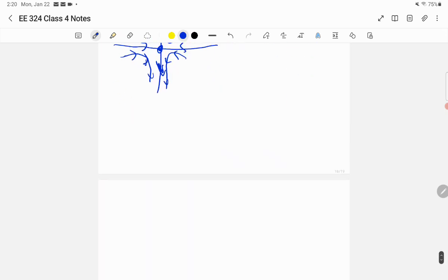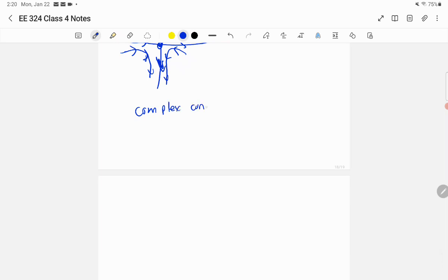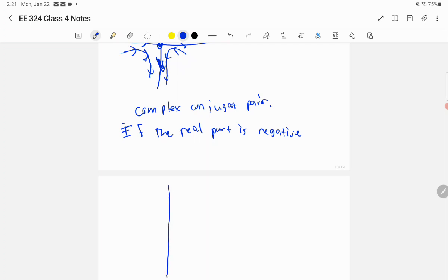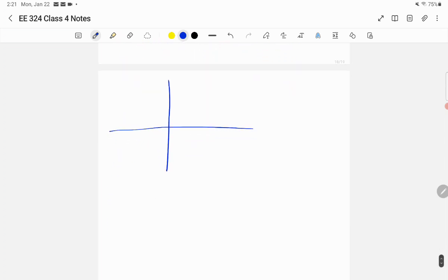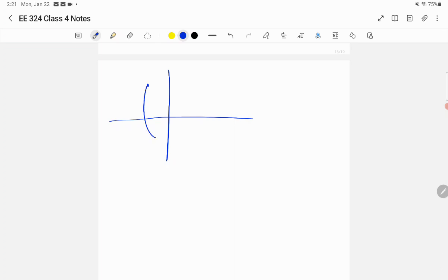You could have a complex conjugate pair. So if the real part is negative, then we would have something that looks like this. Say you start up here, you're going to go around and come down to here. So you're going to kind of spiral inwards.